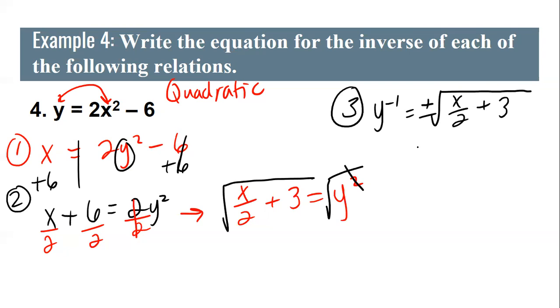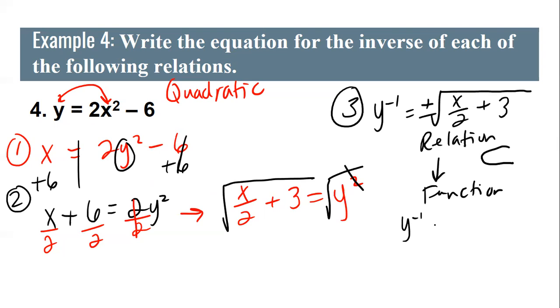Okay. Now, this is just a relation. And we're going to talk about more today why it's a relation. But this is a relation, not a function. In order for it to be just a function, we couldn't have that plus or minus, because that plus or minus is going to create a shape like this. And does this pass the vertical line test? No. So in order for it to be a function, it would have to just be the positive of it.